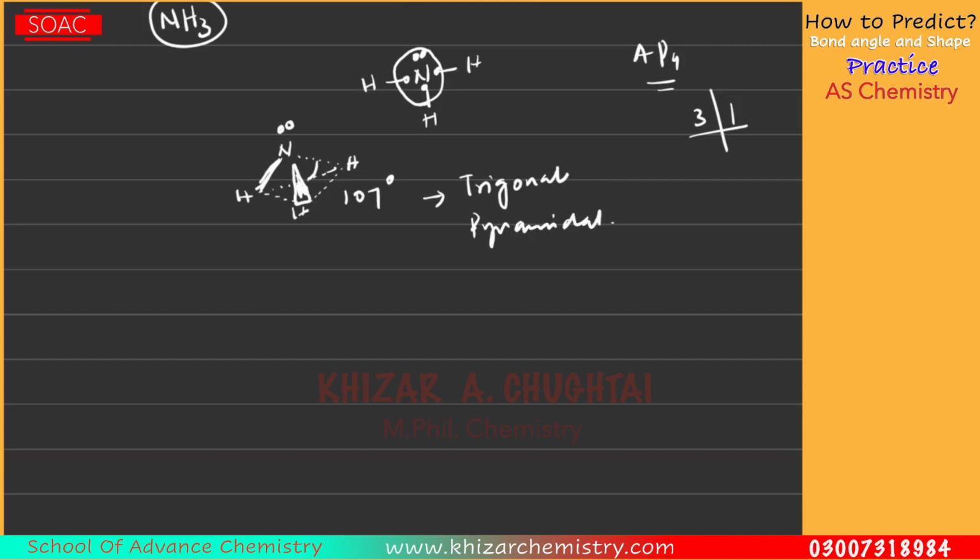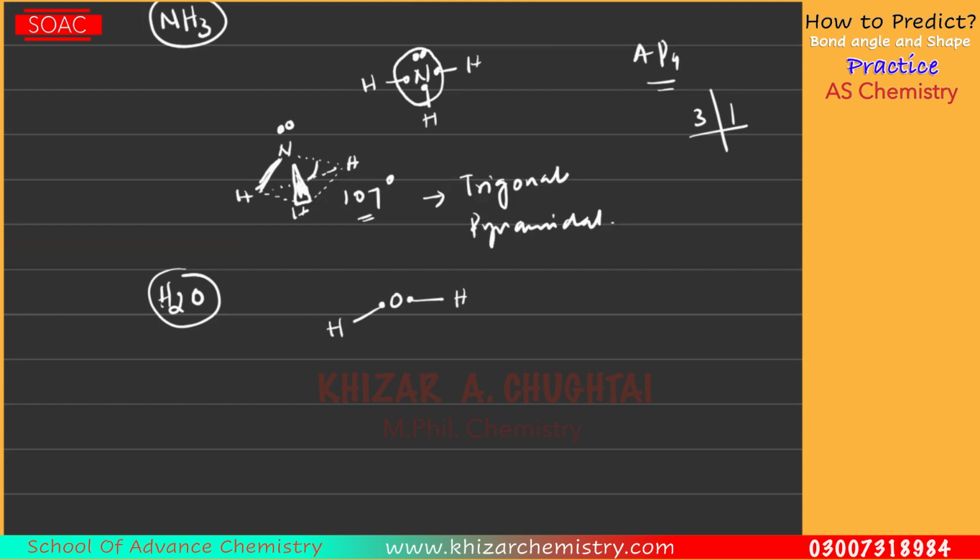So this shape is said to be trigonal pyramidal, and the bond angle is equal to 107 degrees. Let's talk about H2O, the water molecule. First of all, the Lewis structure: oxygen is in the middle and 2 hydrogens are over here, so this is a bond pair, and lone pairs. How many lone pairs should be there on the oxygen atom?